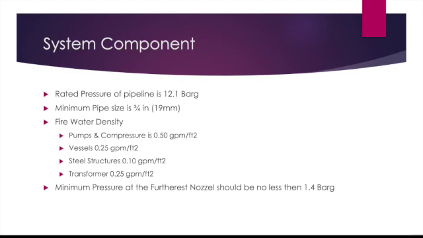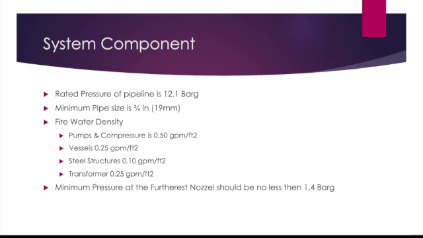Coming down is the water density. I've written some specific values for a few of the users. For pumps and compressors, it is usually equal to 0.50 GPM per square foot. Vessel 0.25, steel structure 0.10, transformer 0.25. So this is the water density.